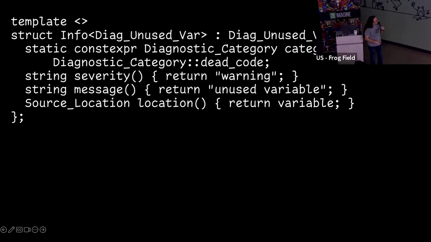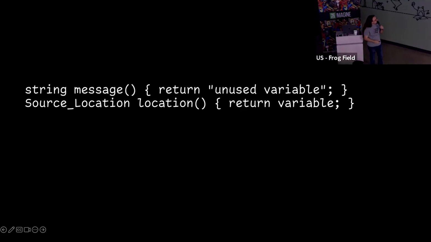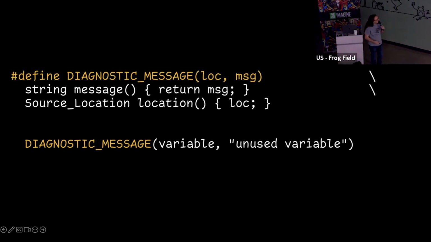So here's the metadata for the unused var. Let's focus in on the message and location bits. This is pretty wordy. We have return and we name a bunch of types and stuff. And I want a much nicer syntax for that. So let's use a macro to make a nicer syntax. The goal here is we're trying to make sort of a domain-specific language for expressing the metadata instead of doing lower level plumbing like create this method, create this method, create this variable.